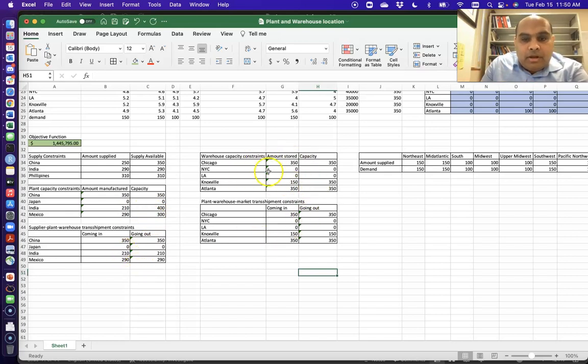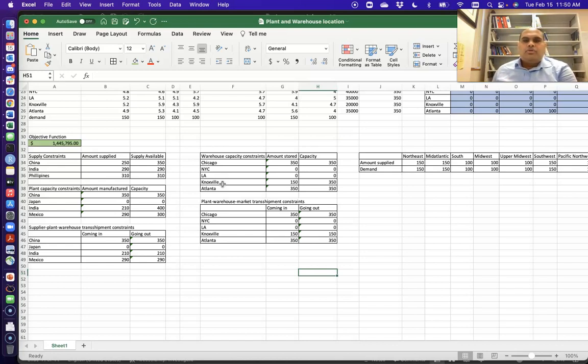As far as the warehouse capacities are concerned, you are using up the full capacity at the Chicago and the Atlanta warehouses, and you're only using 150 million units out of the 350 million units available at the Knoxville warehouse. That's because you only need 850 units, while once you open 3 warehouses, you have a capacity for 1050 units, so 200 units extra, right? That's it. So that's the final solution.